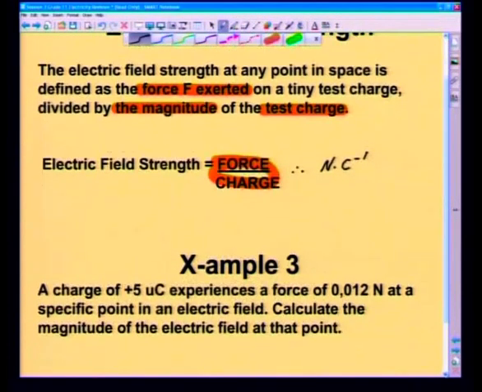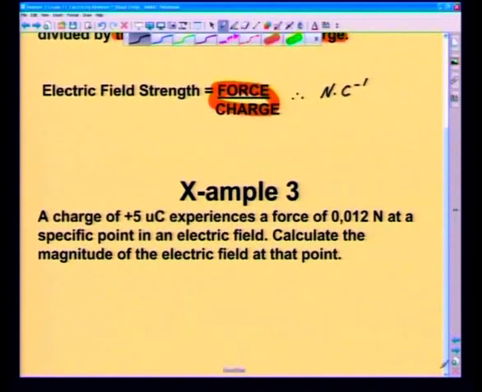Now let's look at an example here quickly. Example 3. A charge of plus 5 microcoulombs experiences a force of 0.012 newtons at a specific point in an electric field. Calculate the magnitude of the electric field at that point, the magnitude of the electric field strength. Now, when they say magnitude, this question is very deliberate.